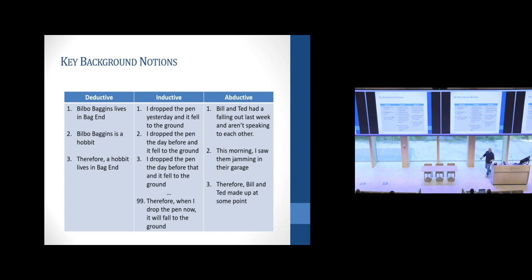Contrast that with our middle case, an inductive argument. An inductive argument is broadly a generalization from specific instances. So 99 days ago, I dropped this clicker and it fell to the ground. 98 days ago, I dropped the clicker. Blah, blah, blah, blah, blah. Yesterday, I dropped the clicker, it fell to the ground. Therefore, I'm going to drop it now and it's going to fall to the ground. I'm using past instances to make predictions about future occurrences. Or I might say, every time I drop the clicker, it falls to the ground. This would be generalizing from specific instances.